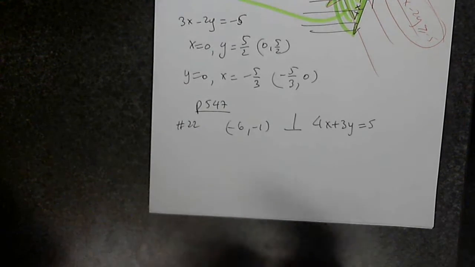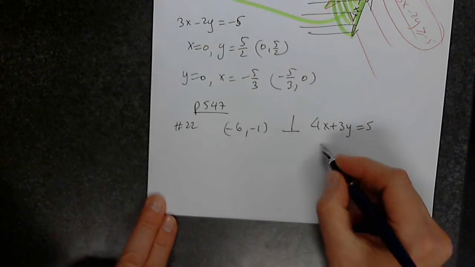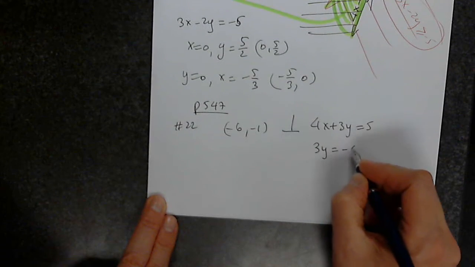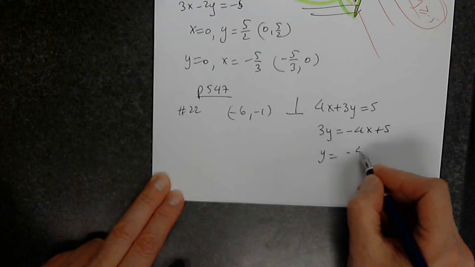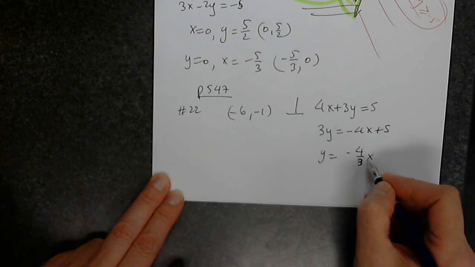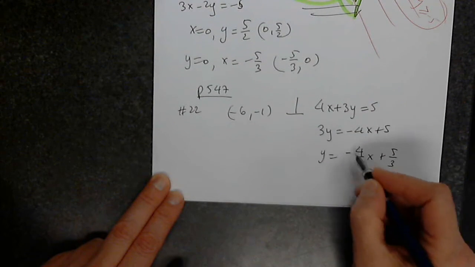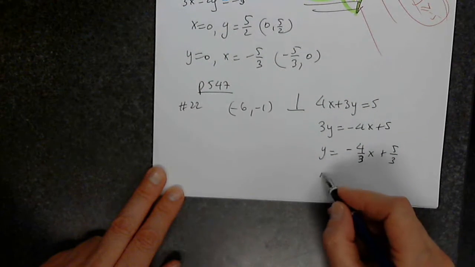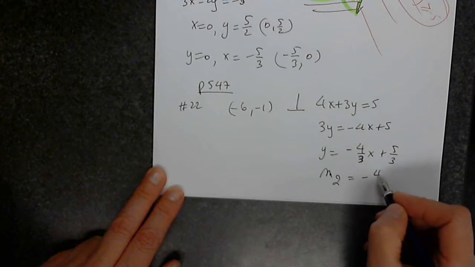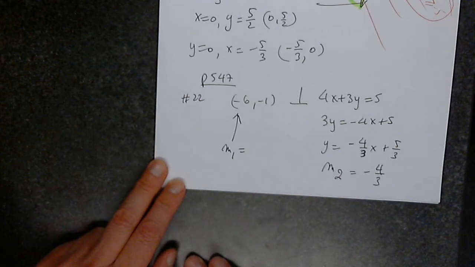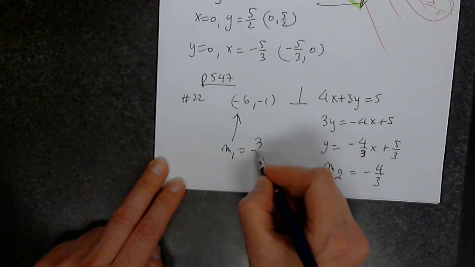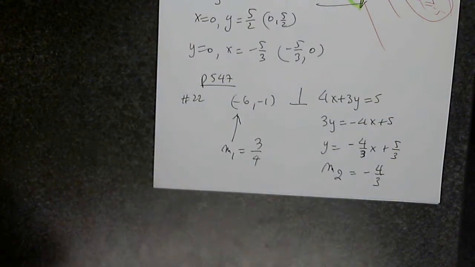Okay, so let's solve for y. 3y equals -4x plus 5, agreed. And then y equals -4/3 x plus 5/3. So what is the slope? So the slope 2 is -4/3. So that therefore the slope 1 that I'm looking for will be what? Very good. The product has to be -1. Excellent.